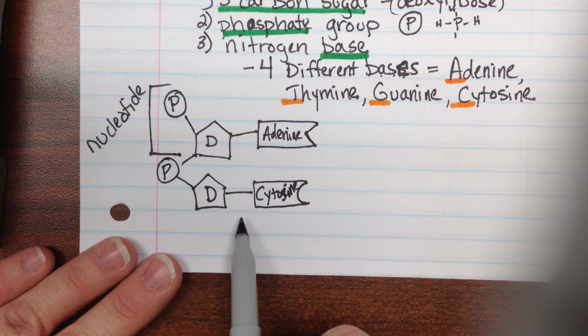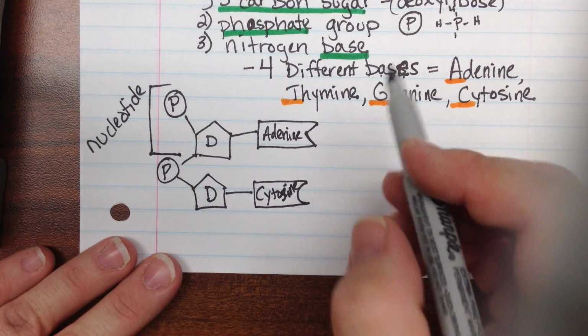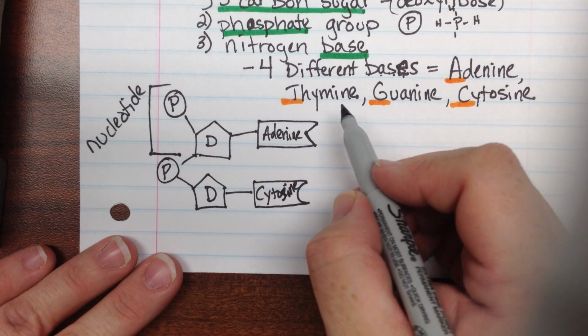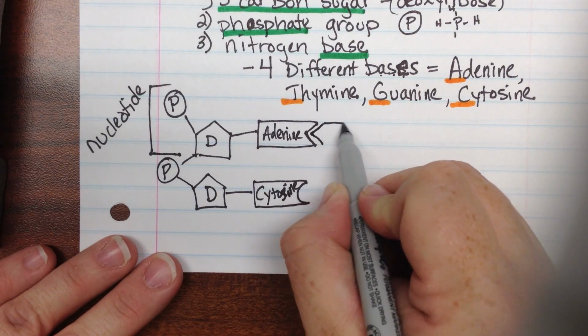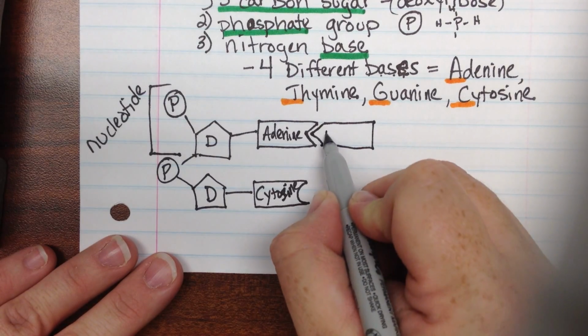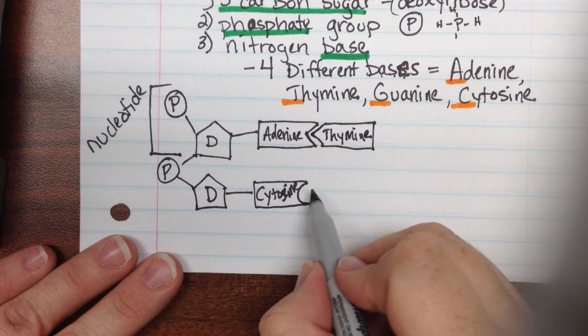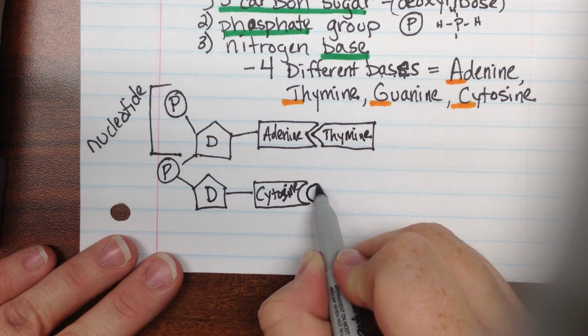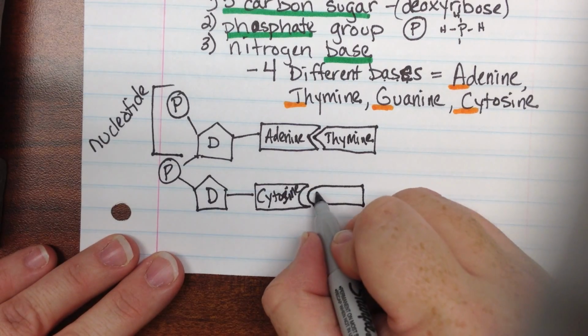I've only drawn 1 strand right now, so I'm going to go ahead and draw the other side of my DNA, and I'm going to draw it with the matching base pair. So adenine is always going to pair up with the base thymine. And cytosine is always going to pair up with the base guanine.